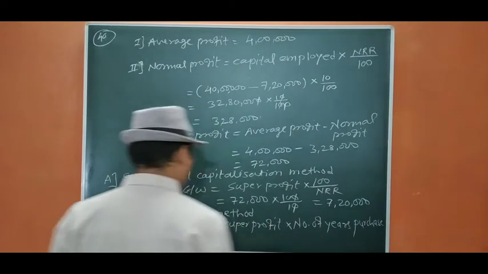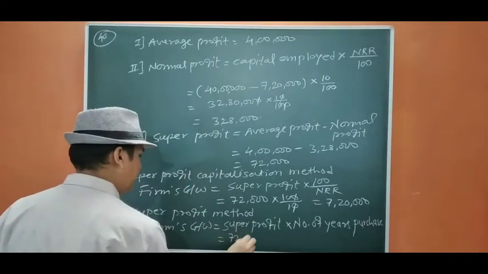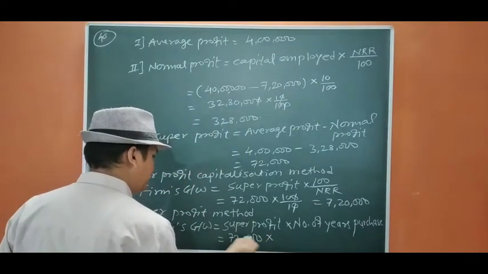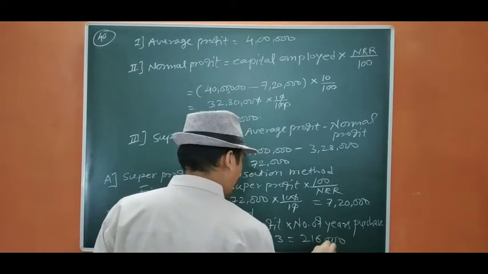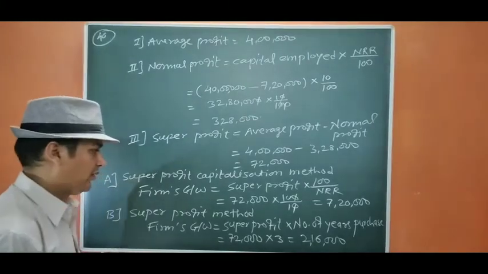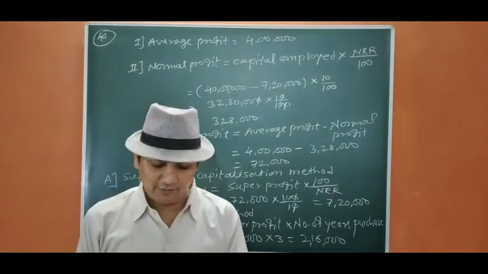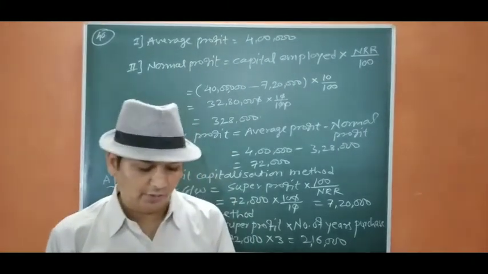Okay, so it will be 72,000. The number of years purchase is given 3, so it will be 2,16,000. Okay, so this is the end of question number 40. Now we move to question number 41.